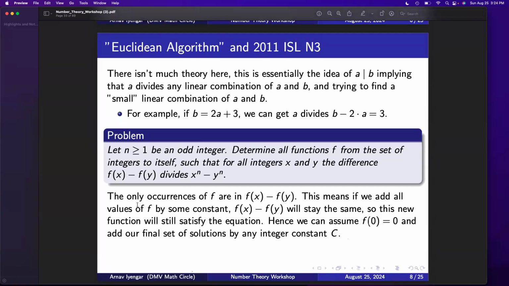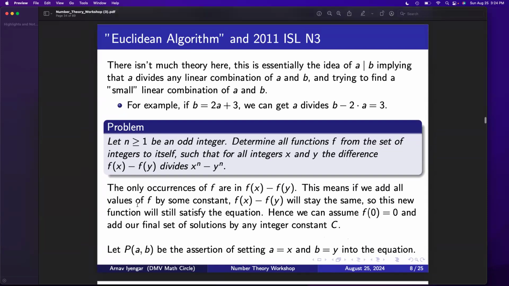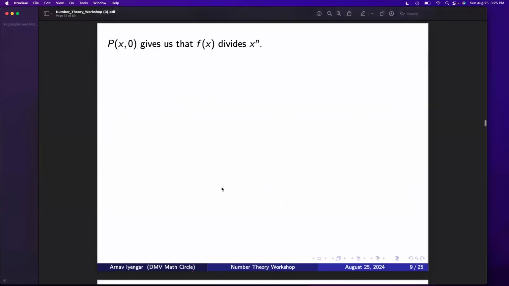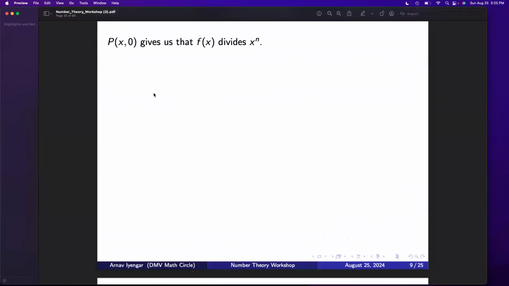Now it makes sense to make a shorthand for plugging numbers into the equation. Essentially, setting x equal to a and y equal to b is going to be denoted as P of a comma b. If you have f of 0 equals 0, what's the most logical assertion you can make? Yeah, y equals 0. So you have f of x has to divide x to the power n.